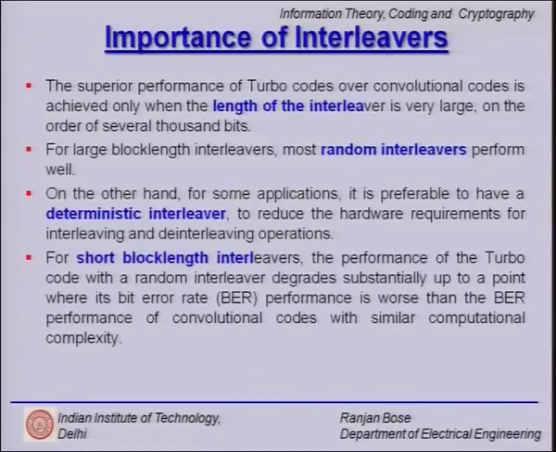For short block length interleavers, the performance of turbo codes with a random interleaver degrades substantially, up to a point where its BER performance is worse than standard convolutional codes with similar computation complexity. So, please note that the block length of the interleaver must be large enough to give you the gain.